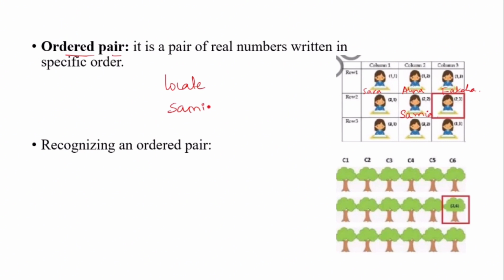So how can you locate Samya? Samya is sitting in the second row. You have to tell me the row and then the column. Now it's quite easy. It's a formula. You can say she is sitting in the second row and her column is the second column. So this is an ordered pair. In this way we can recognize an ordered pair.